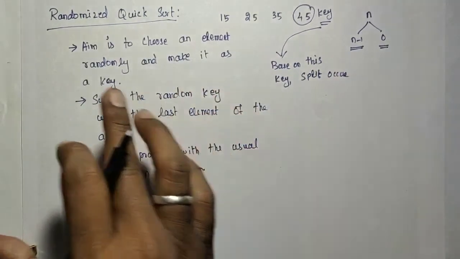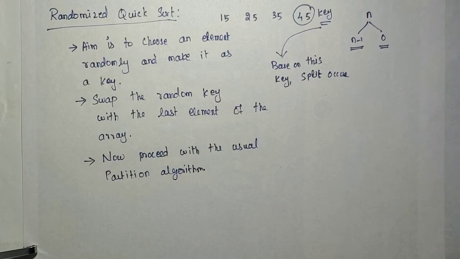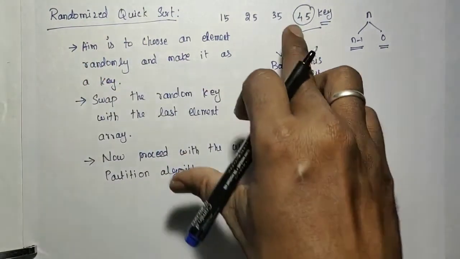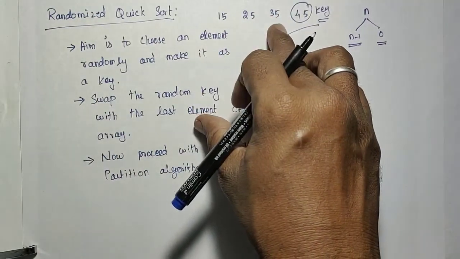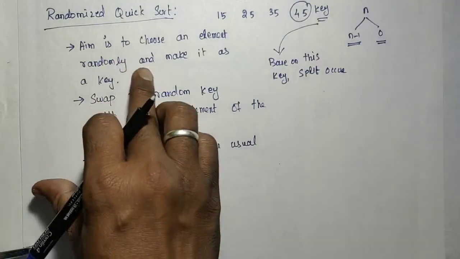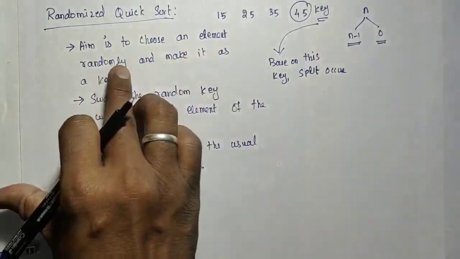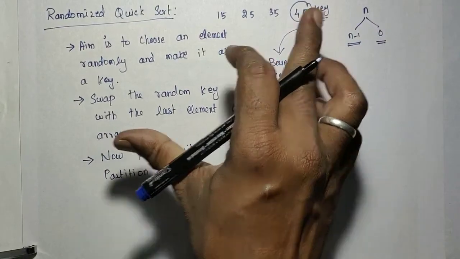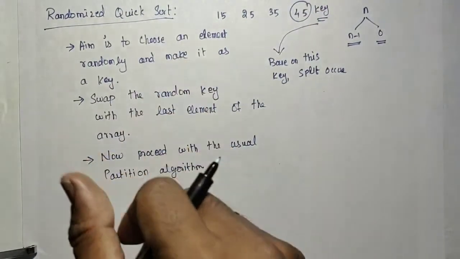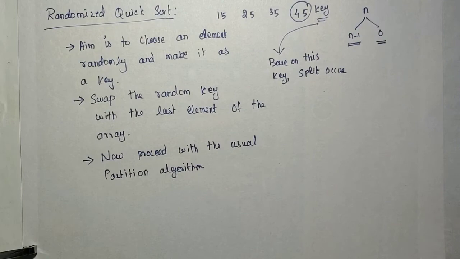So how the randomized quicksort is going to be performed for the input is, you are going to choose any element randomly as a key. The aim is to choose an element randomly and make it the key. So we are not going to choose the last one. As per our partition algorithm, the last element needs to be the key.